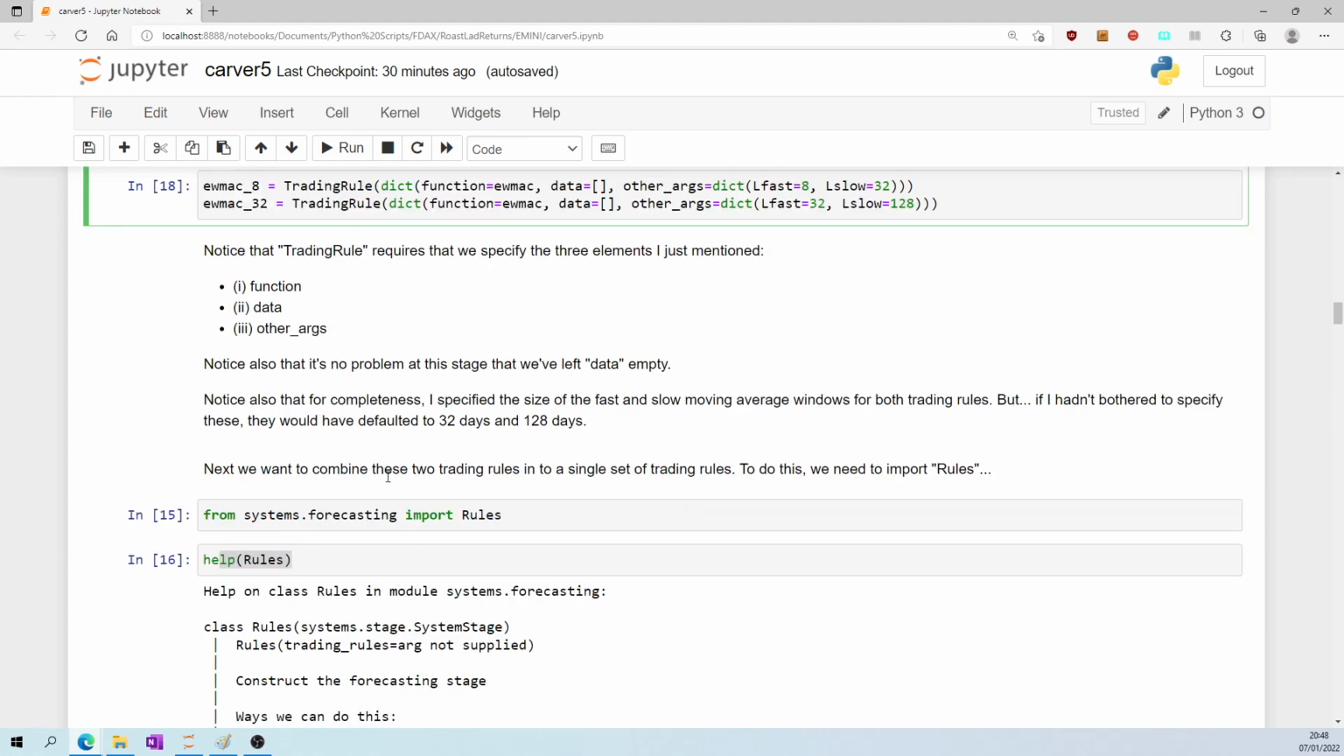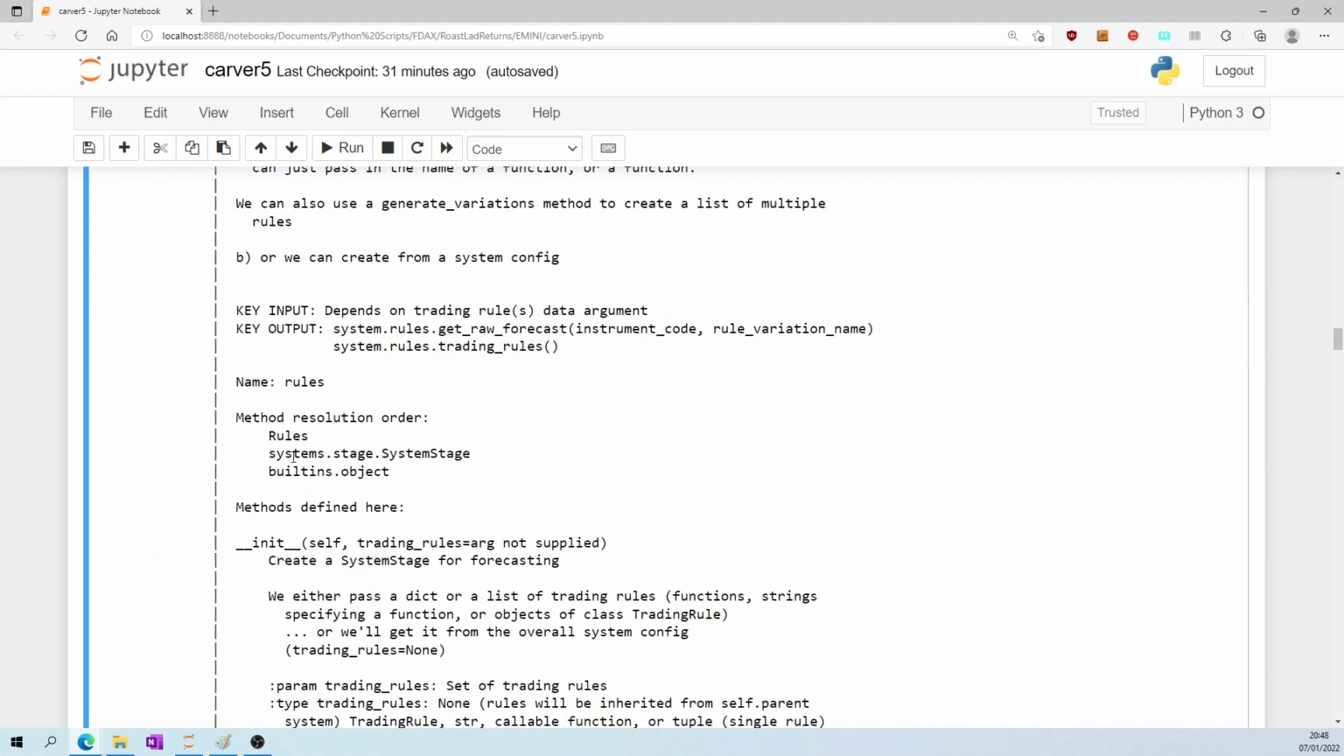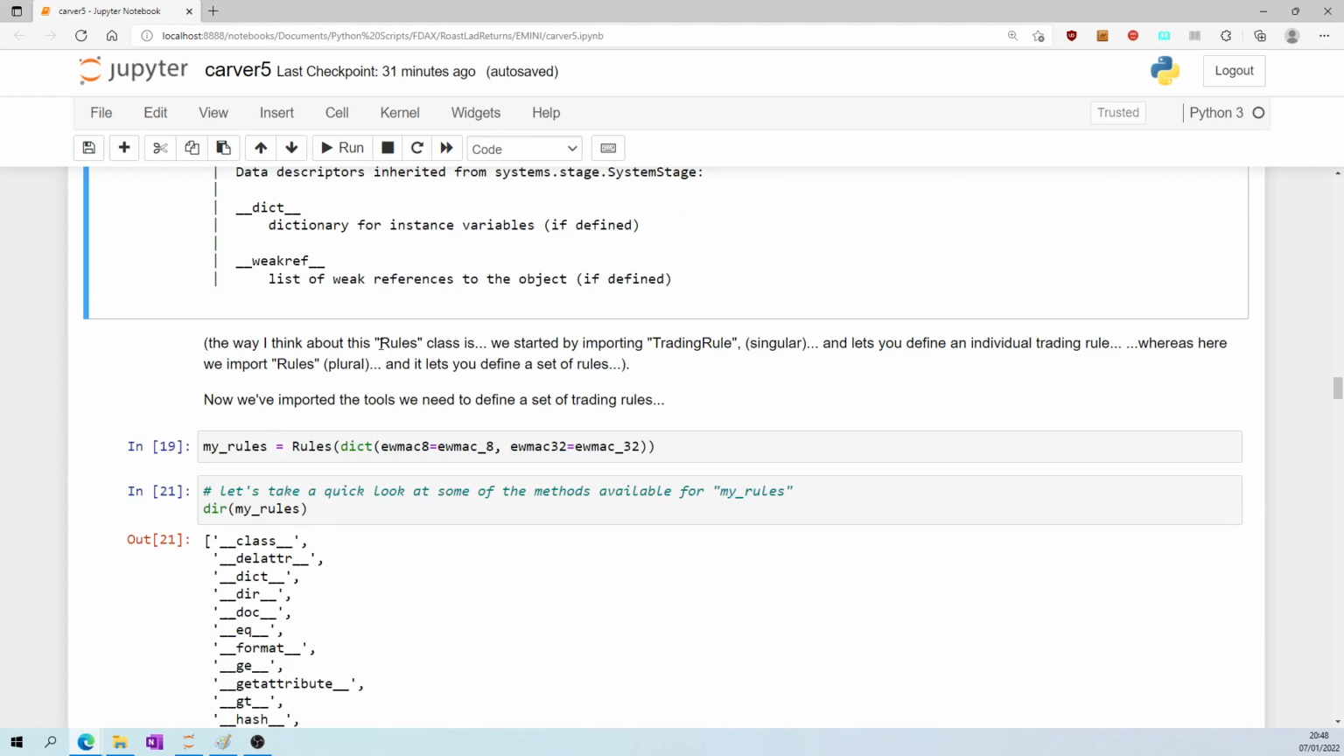Next, we want to combine these 2 trading rules into a single set of trading rules. To do this, we need to import rules. From systems.forecasting, import rules. Rules is a class. The way I think about rules is, whereas we started by importing trading rule, which has singular connotations, as in we define individual trading rules, the rules class has connotations of a plurality of trading rules, and hence allows you to define a set of rules.